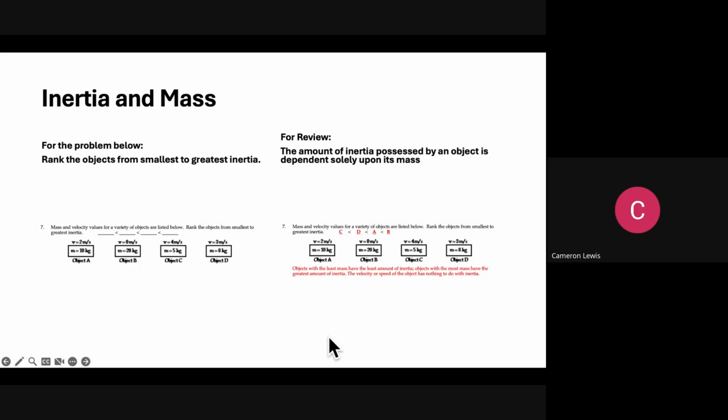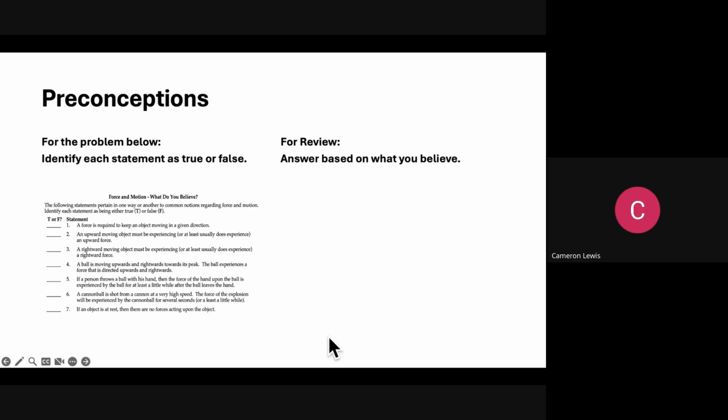Now, I'm glad that we talked about it and I brought it up that it's solely dependent upon its mass, but they put velocities up there. Did the velocities have anything to do with inertia? No, because in the review, I said it right there. The amount of inertia possessed by an object is dependent solely upon its mass. So the velocities do not matter when we're talking about inertia.